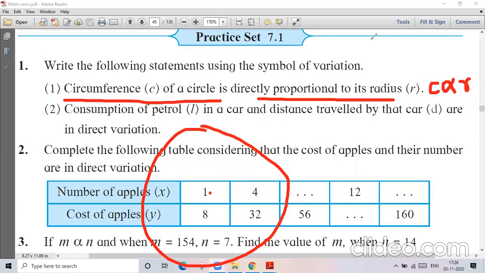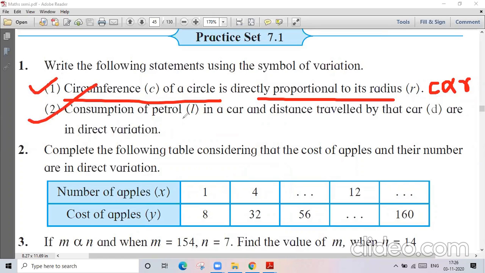Any doubt you have guys? No, sir. Question 1. Then question 2 बघा, consumption of petrol, that is L. Consumption of petrol L, and the distance covered by the car, that is D, are in direct variation, that is L is directly proportional to D.